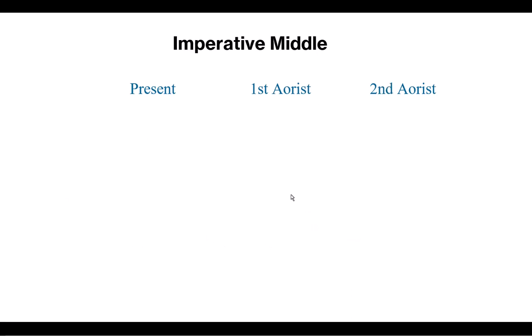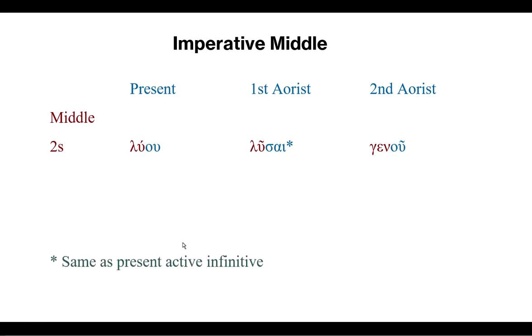And let's look at the imperative middles. The second singular is luu, and again, we just have to learn what they are. They're not regular forms. So luu, lusai, and genu. We should notice for lusai, this is the same as the present active infinitive, and so we have a little bit of overlap, but context will tell us the difference between these two.